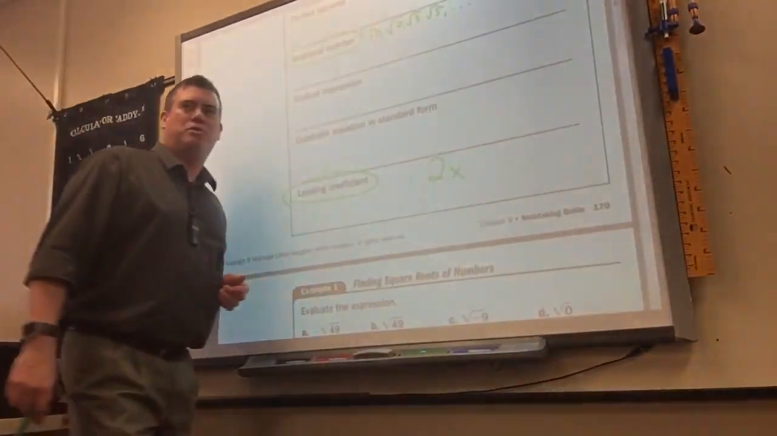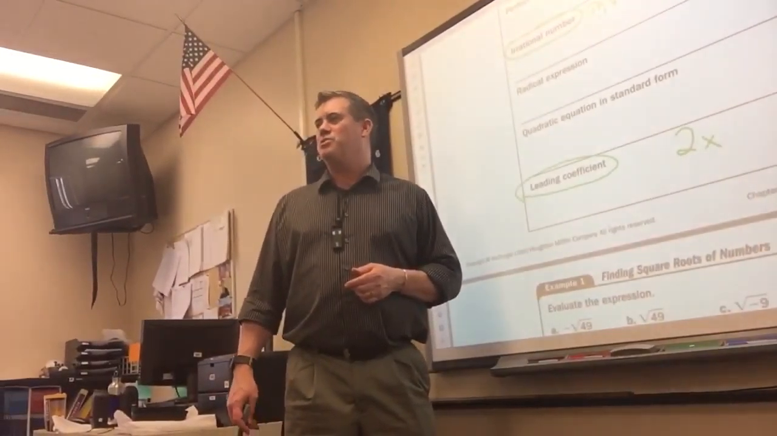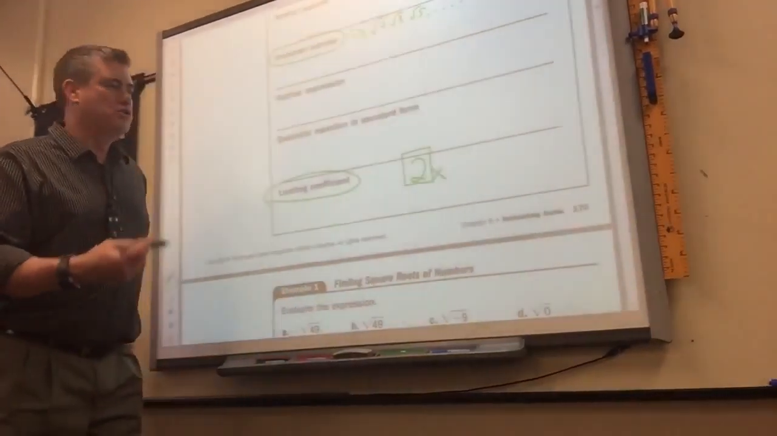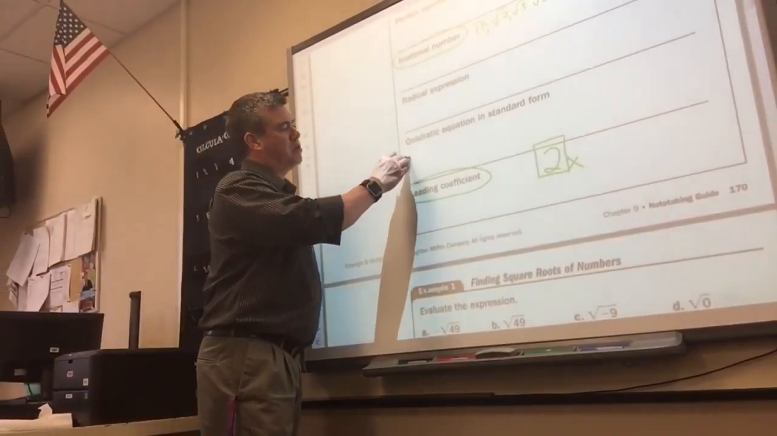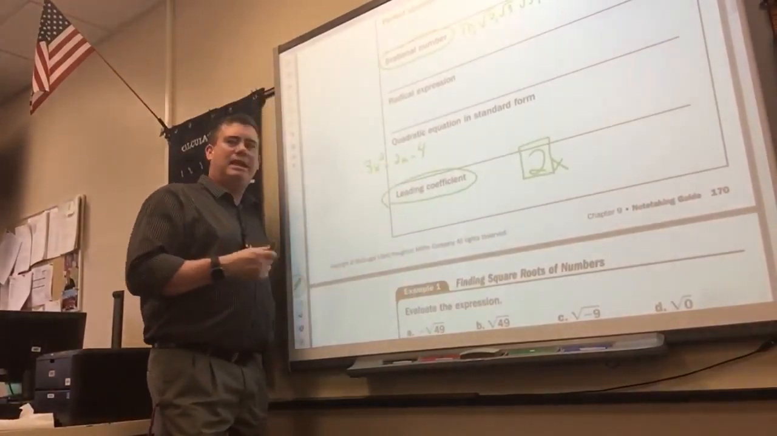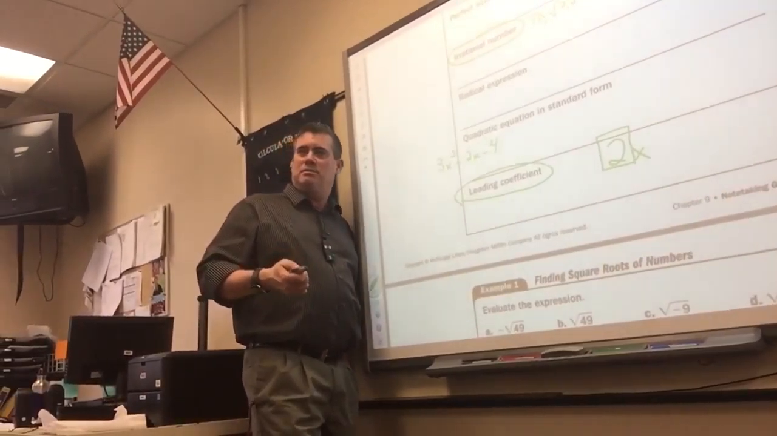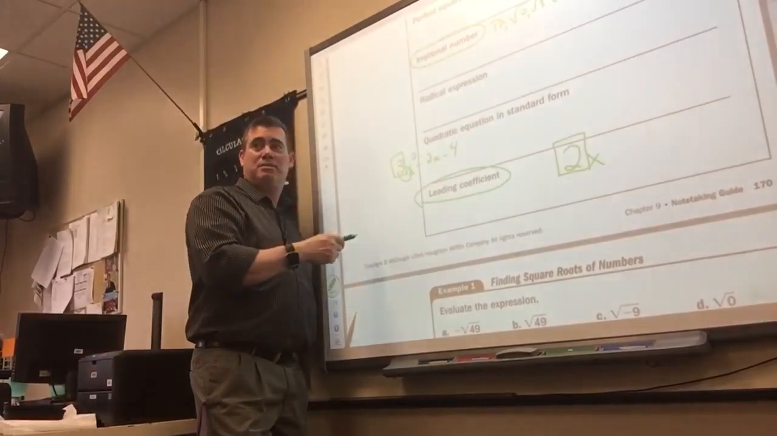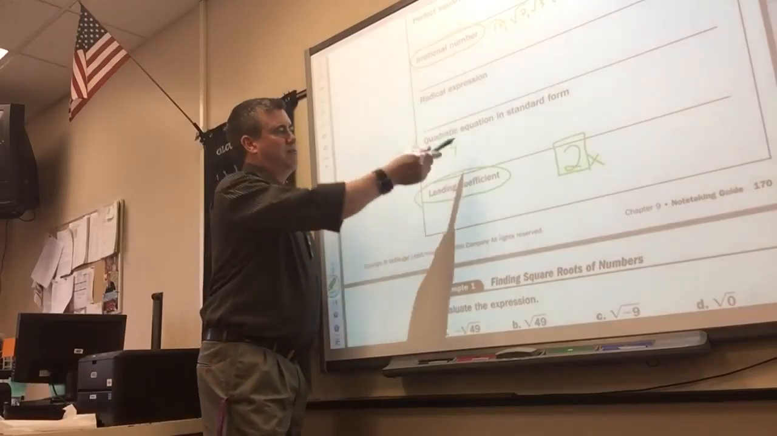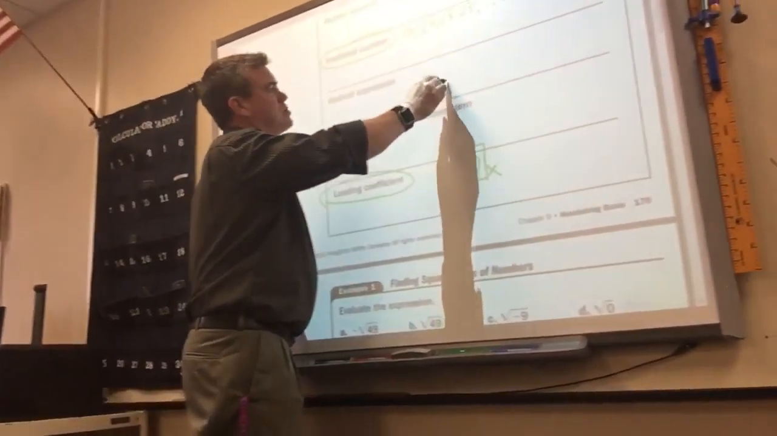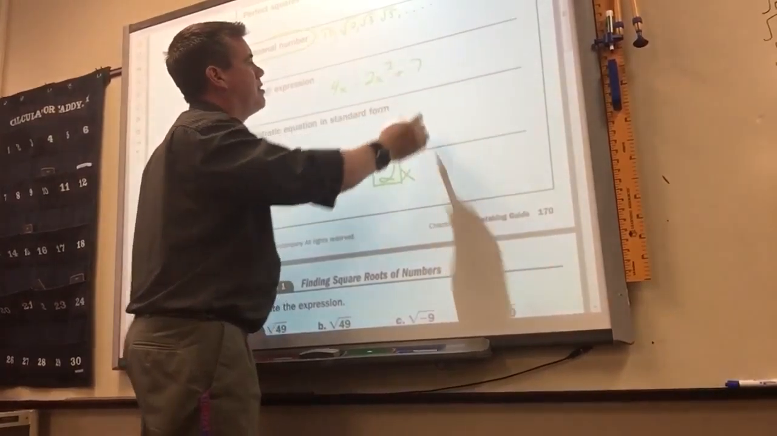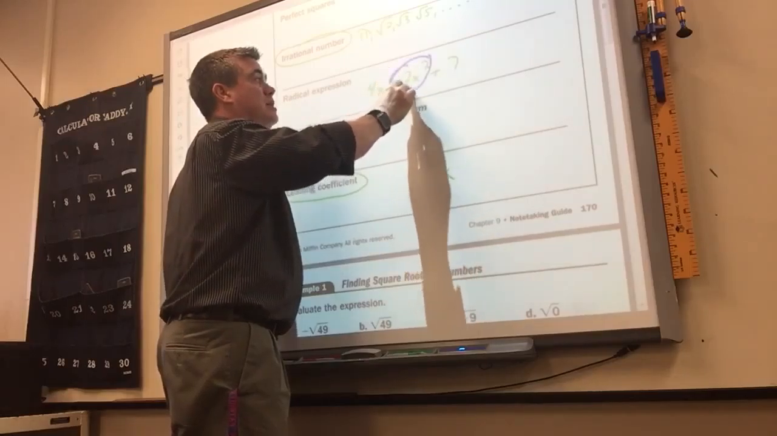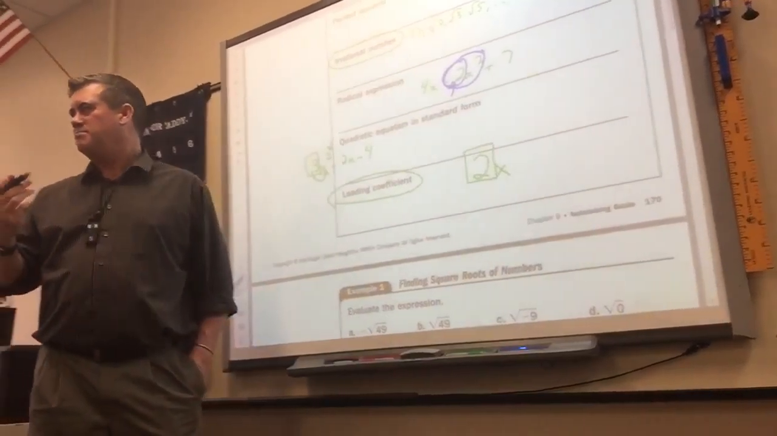If you have 2x, which one's the variable? X. And which one's the coefficient? 2. The coefficient is the number in front of a letter. So if you've got 3x squared plus 2x minus 4, if you had to guess which is the leading coefficient, 3. It's the number in front of the letter with the biggest exponent. So if they wrote this backwards, if you had 4x minus 2x squared plus 7, this is the biggest exponent, so this would be the leading coefficient. Does that make sense? Yeah.